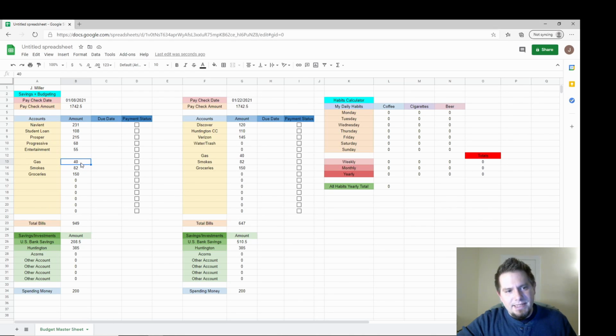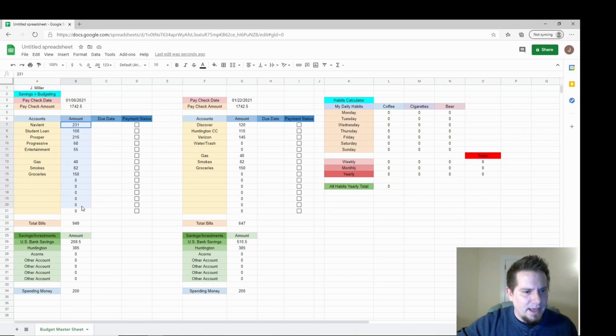Now, gas for me, it's typically $35 to $40 every 2 weeks is what I spend. Unfortunately, I am a smoker, so roughly 82. Groceries for my wife and I on a bi-weekly basis is anywhere from $125 to $150.